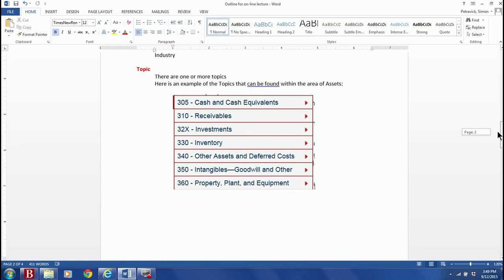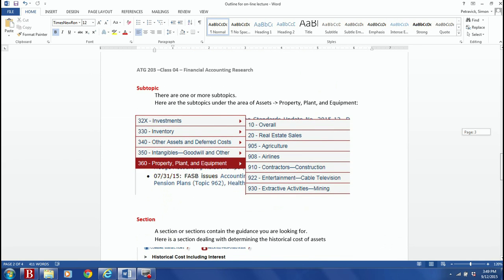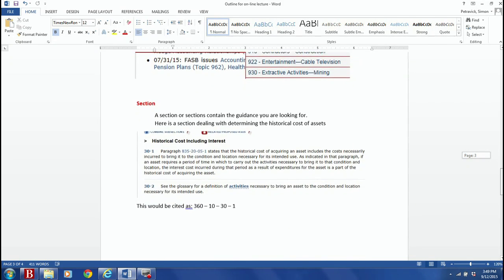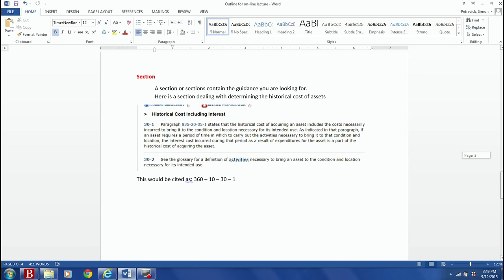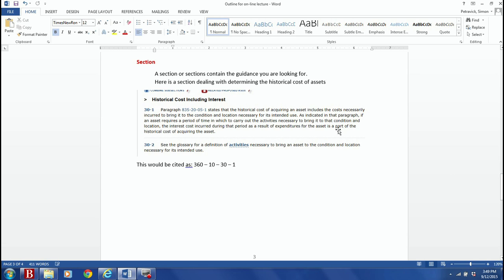Once you find the topic that you're interested in, you can further drill down into subtopics. In the area of property, plant, and equipment, I find that there are several, as you see on the screen, and my screenshot that's pasted in there actually includes quite a bit more. Once you know what section you're in, you can drill down into that, and that is where you find the guidance. So the key thing to remember about doing financial accounting research is you need to get all the way to the section that provides the guidance for what you're dealing with.